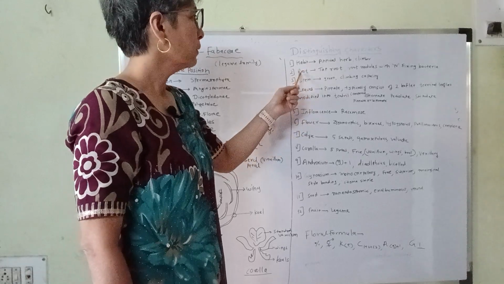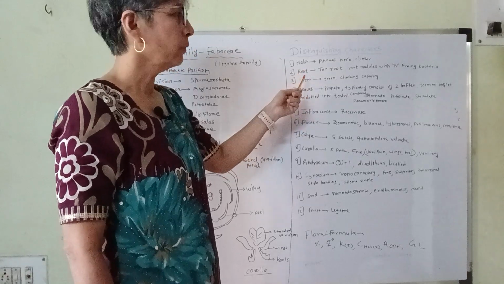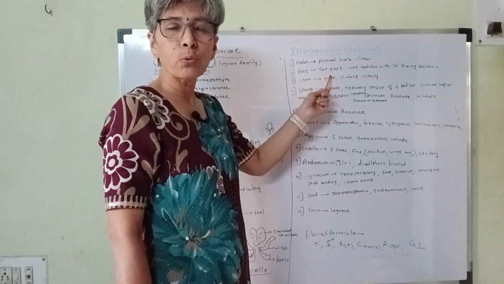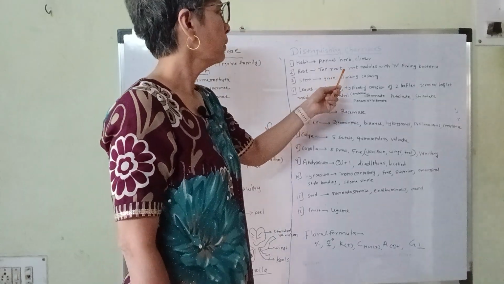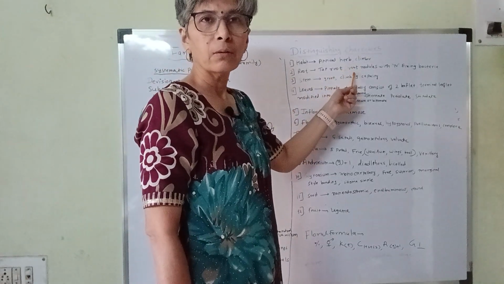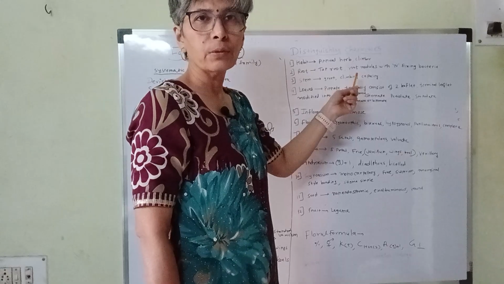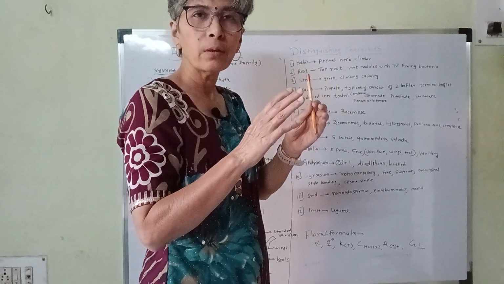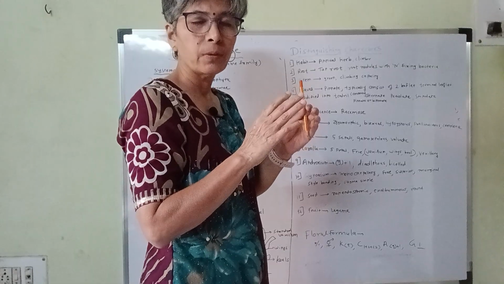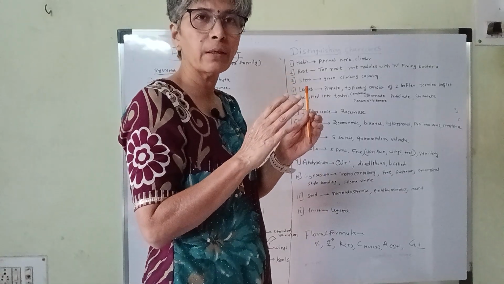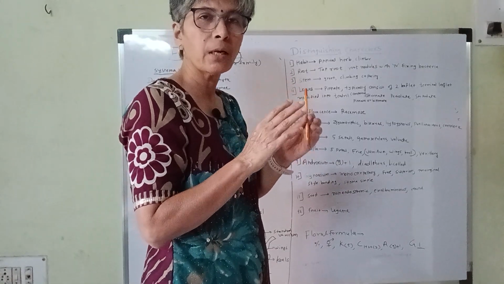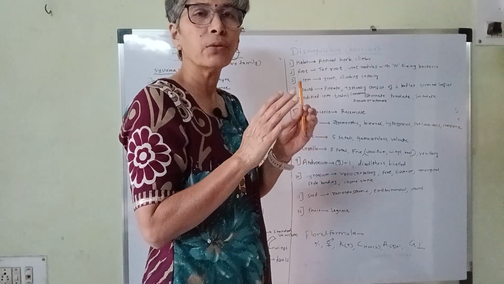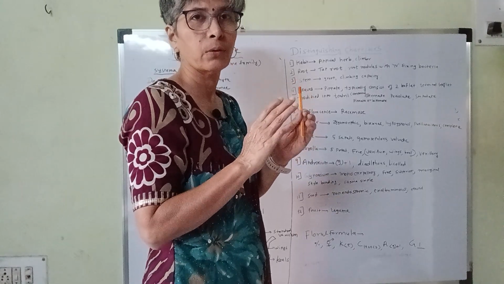Okay. Second, root. Root is taproot system. It is having root nodules. There are nitrogen fixing bacteria on the taproot. These are very useful bacteria. They fix nitrogen and it is useful to the plant. Okay.